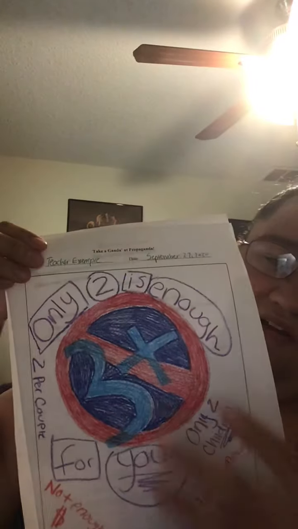So, as an example, I made my own poster. Your paper should look like this. Obviously, this is going to look different. Now, I did the 3+ because only 2 children are allowed in this society, with the stop sign going in between. And it says, only 2 is enough for you.